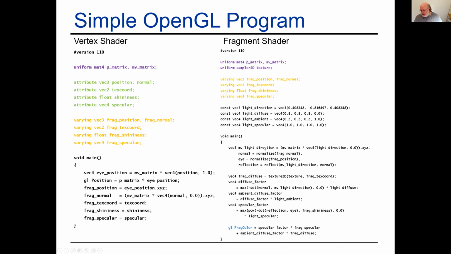And then we compute the light direction. So we do the lighting computation now on a per fragment basis, not per vertex. We transform the light direction into model view coordinates, normalize the vectors, and compute the reflection of the lighting direction, right? Then we look up the diffuse color in a texture with this texture 2D call, where we use the texture coordinates that have been passed in and interpolated across the triangle, right?